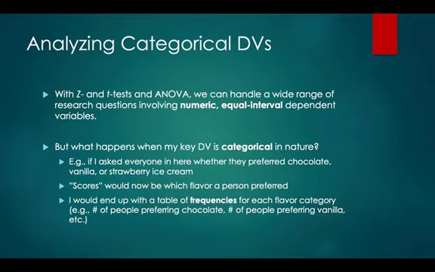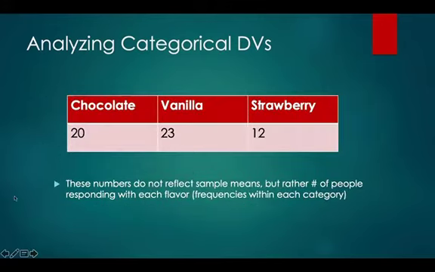I would end up with a table of frequencies for each flavor category. So for example, the number of people preferring chocolate, the number of people preferring vanilla, and the number of people preferring strawberry. Now these numbers do not reflect sample means, but rather the number of people responding with each flavor. So frequencies within each category. 20 people liking chocolate, 23 vanilla, and 12 for strawberry.